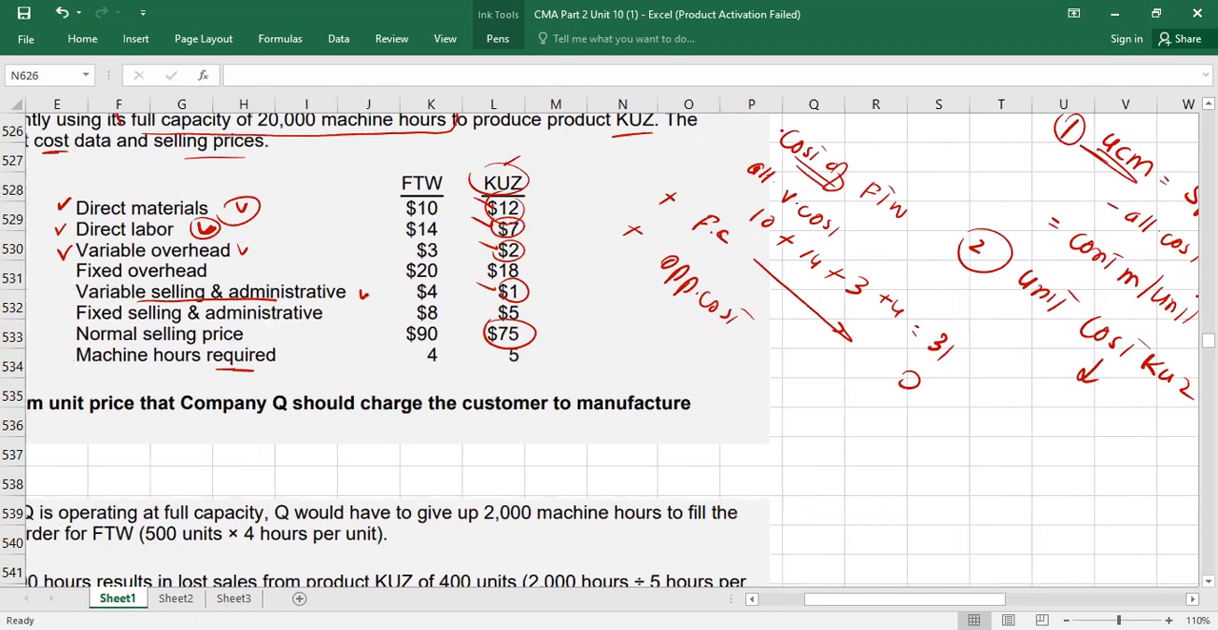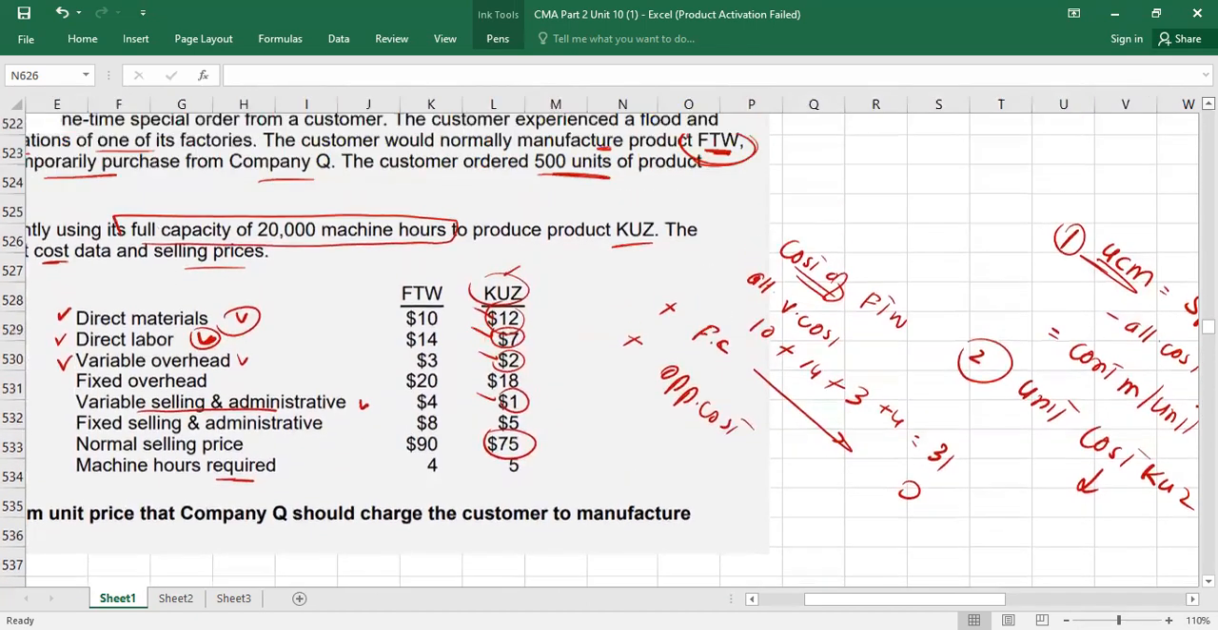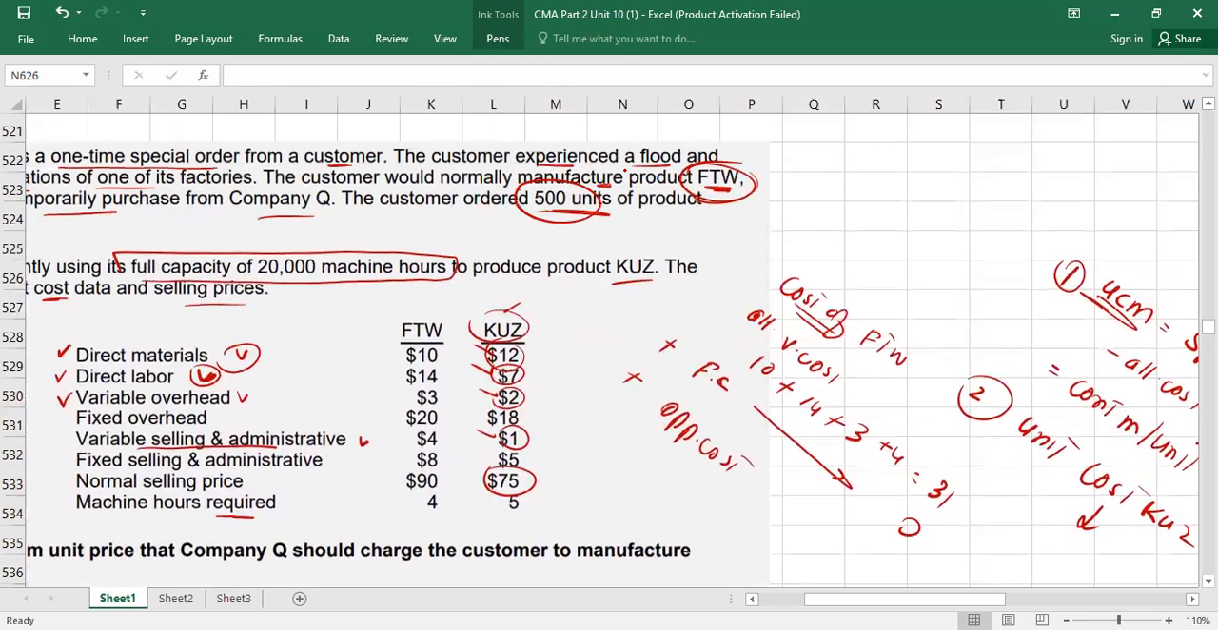Please remember, the new order is, for example, for 500 units. First, I'll take the new product, which is FTW. Take the new product units, which is 500, and multiply by machine hours per unit, because machine hours are the capacity here. Machine hours per unit is 4 hours. So if you produce 500 units of the new order and each unit requires 4 hours, it means you need to spare 2000 hours from the existing production.